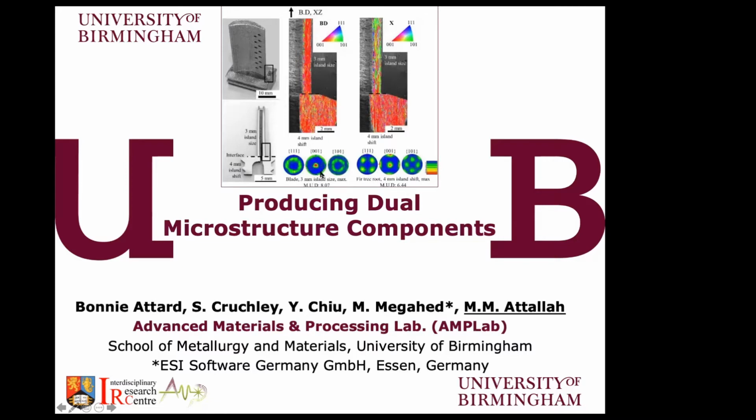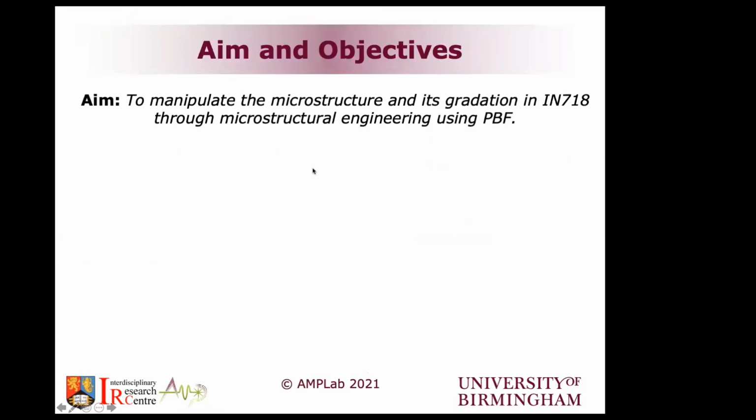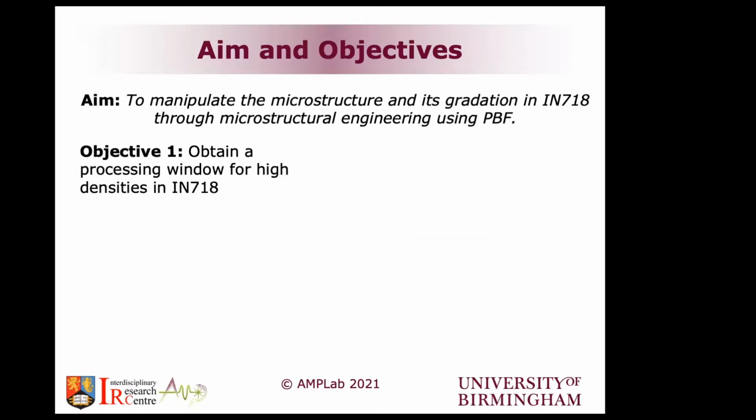And as you can see, it has other impact on texture and so on. So this program looked into how we can manipulate and grade the microstructure in Inconel 718 by powder bed fusion. Initially, we looked into the processing window for this alloy, and Inconel 718, like many other engineering materials that we process by additive manufacturing, does have a very large operating window. They do have a large window where you can get good parameters.